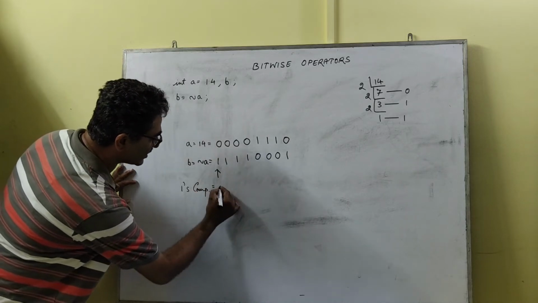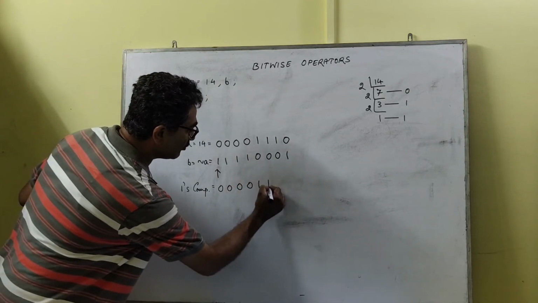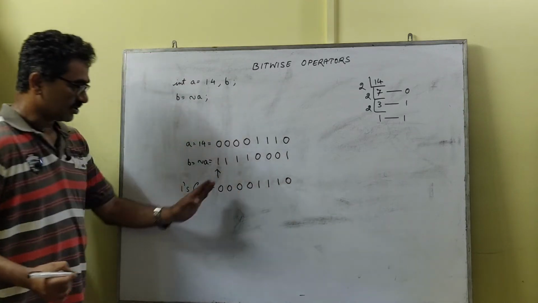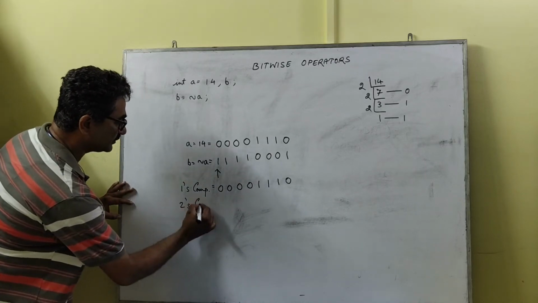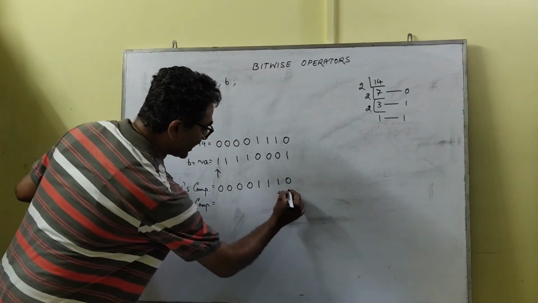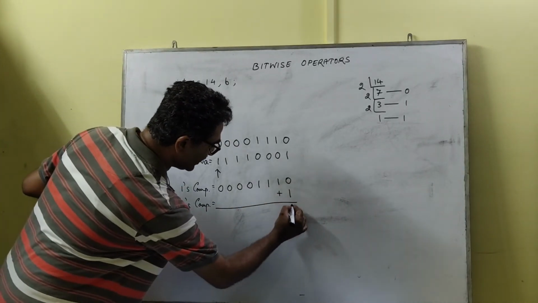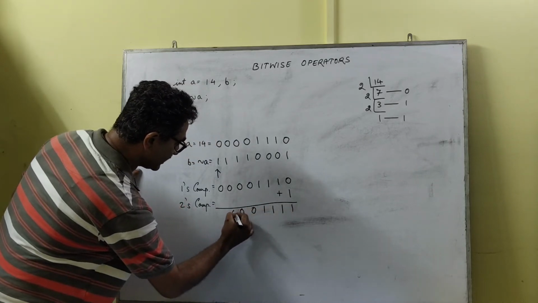So 1's complement, this will become all reversed: 0, 0, 0, and then 1, 1, 1, 0. So this is 1's complement. To get the 2's complement, what we do is we simply add 1. Now what do we get? 1, 1, 1, 1, 0, 0, 0, 0.